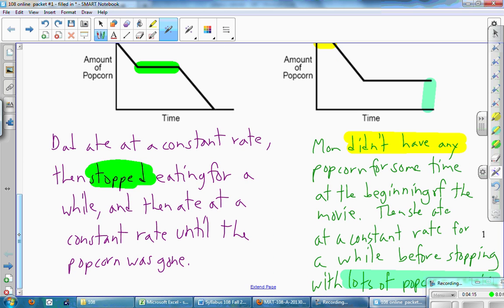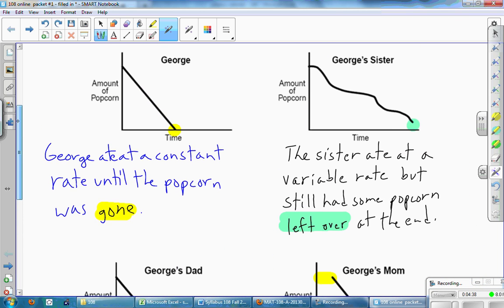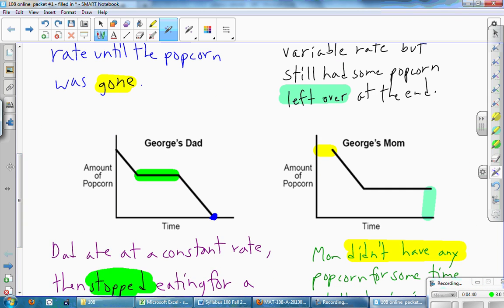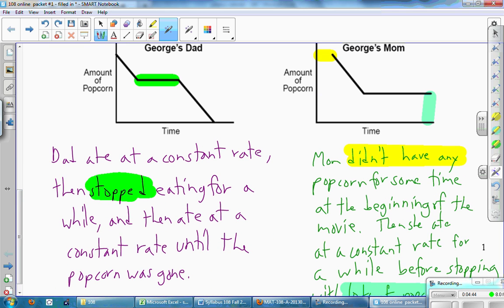George's dad ate at a constant rate, then stopped eating for a while, and then ate at a constant rate until the popcorn was gone. So there's the constant rate, and then highlighted here in green, we know that George's dad didn't eat any popcorn, and then eventually the popcorn was gone, same as with George. You could observe when George's popcorn was gone compared to when George's dad's popcorn is gone. And you might ask yourself who finished their popcorn first.